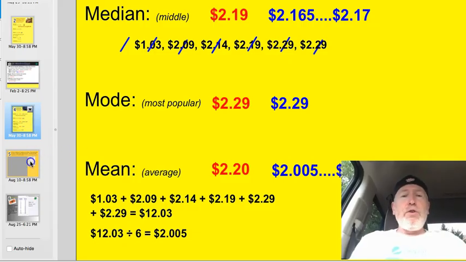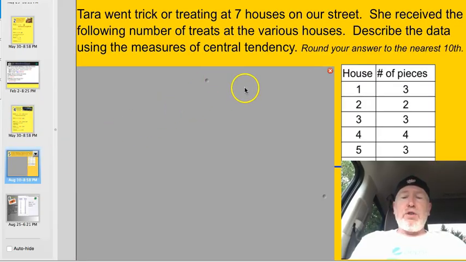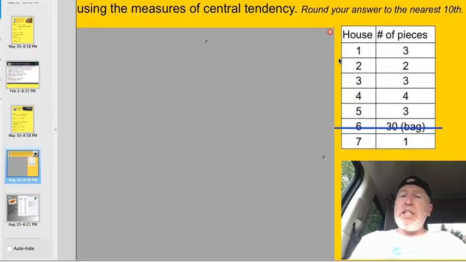All right, time for you to try an example. Remember when Tara went trick-or-treating? Same problem. Tara went trick-or-treating at 7 houses on her street. She received the following number of treats at the various houses. Describe the data using the measures of central tendency. Round your answer to the nearest tenth. You remember she got the bag of 30 pieces of candy from the one neighbor? Well, that was definitely an outlier. So let's take that one off and look at the other 6 scores, and find the measures of central tendency. Go ahead and pause the video.